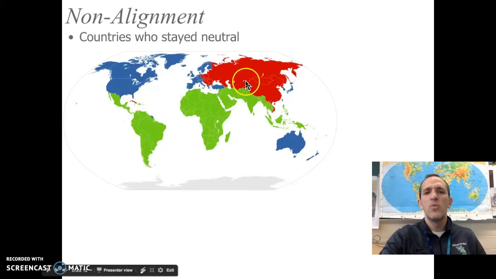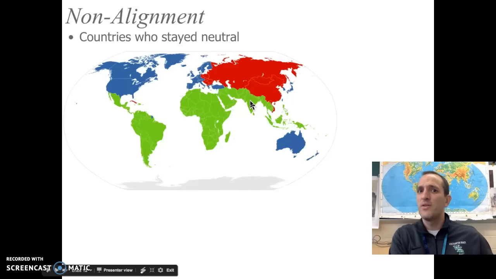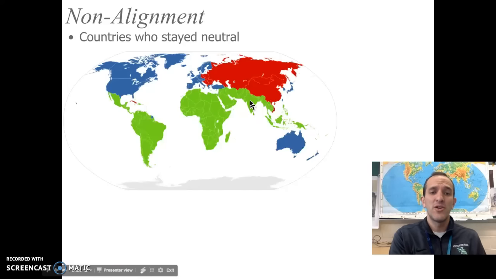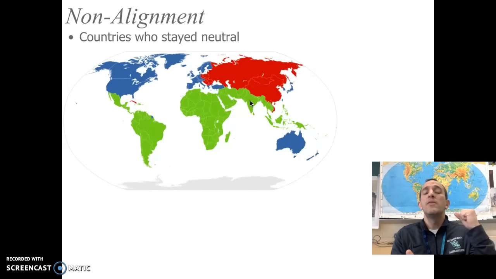Some countries are like, we'll take money from the Soviet Union and we'll take money from the United States and we'll kind of play both sides off each other. But non-alignment means neutral. That's what I got here. A lot of terms, a lot of different ideas. Make sure you write this stuff down. We'll go over it more in class. As always, any questions, let me know.